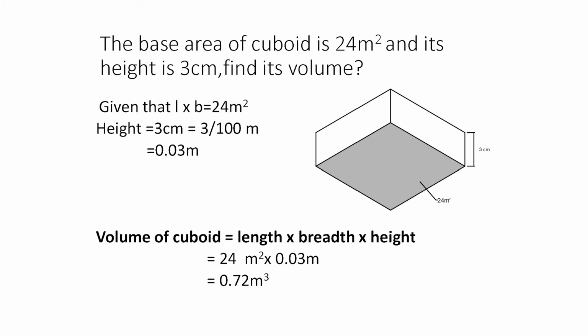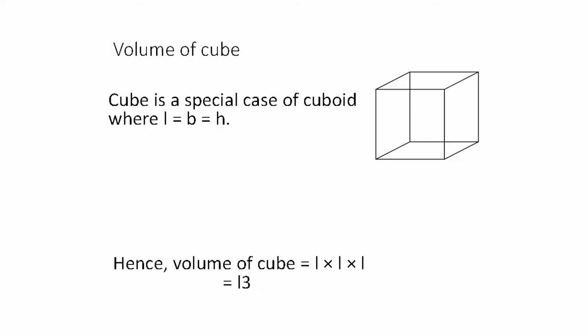now length multiplied by breadth, that is area of base is already given, that is 24 meters square, and height is given as 0.03 meters. So, after multiplying both the values, you get volume of cuboid as 0.72 meter cube. Let us now learn how to find volume of cube.